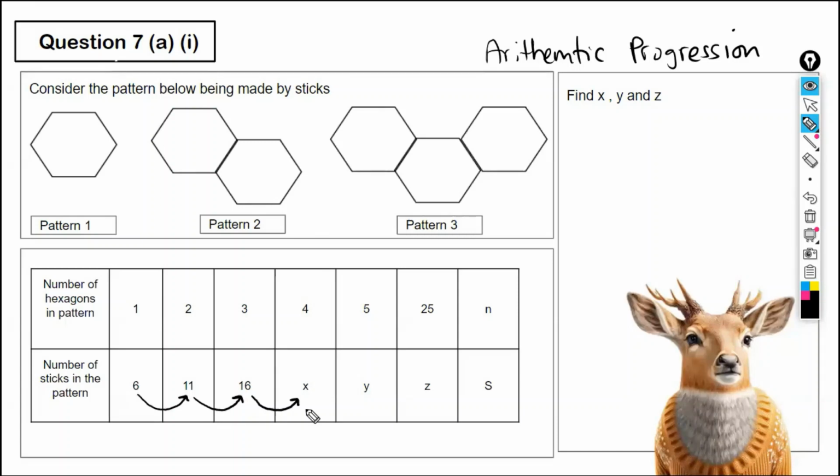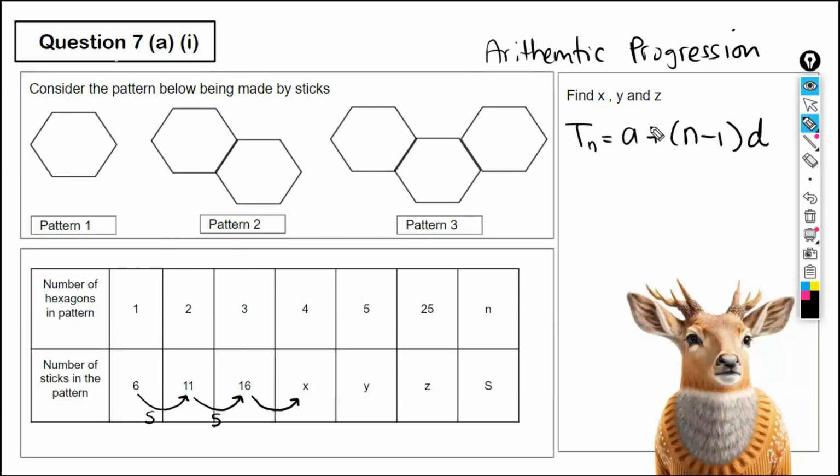6, 11. After 11 is 16. What is the number always increasing by? 5, right? So anytime you have a number and it's constantly increasing by the same value, in this case 5, it is called an arithmetic progression. The formula for arithmetic progression, right? This is the ADMATS way of doing it, but they didn't specify which way to do it. Tn is equal to A plus n minus 1 multiplied by d.